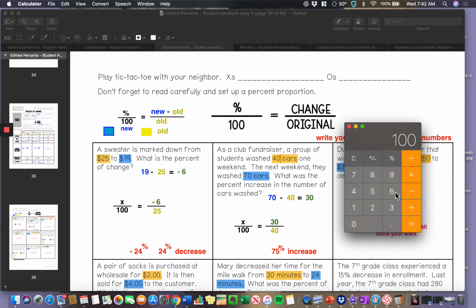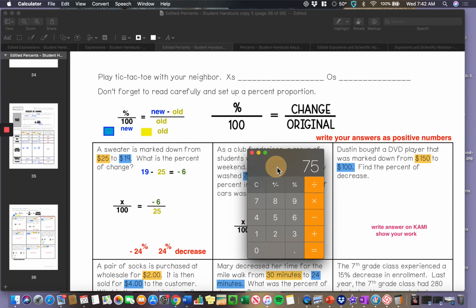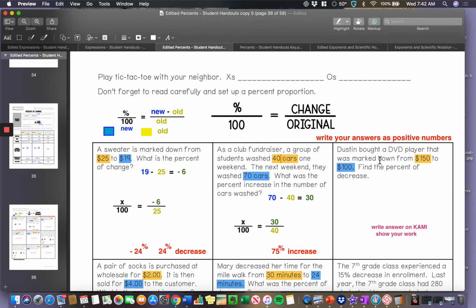So I can take 100, multiply it by 30, and then divide it by 40. And I'm going to get a 75% increase because it went up from 40 cars to 70 cars. So on this next example, you're going to write your answer in and make sure to show your work, very similar to this. So it says Dustin bought a DVD player that was marked down from $150 to $100. Find the percent of decrease.